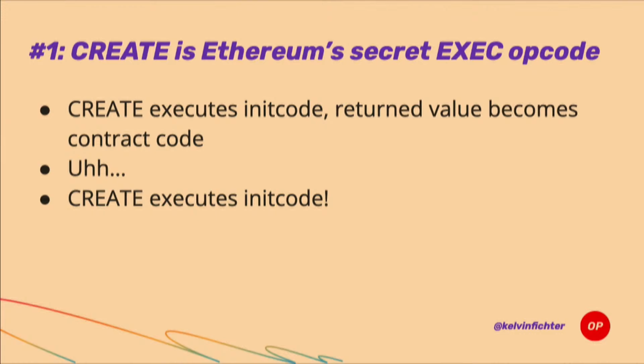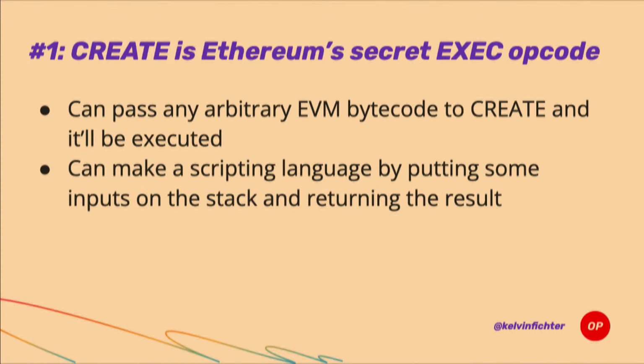And great, so create. This is number one. This is probably the coolest one that people don't really think about. When I talked earlier about contract creation, I said that create executes init code, this initialization code, creation code, and whatever that code returns becomes the contract code. And the secret thing in here is that create executes the init code. So create executes arbitrary EVM bytecode. You can literally just pass whatever you want, right? I don't actually have to create a contract.